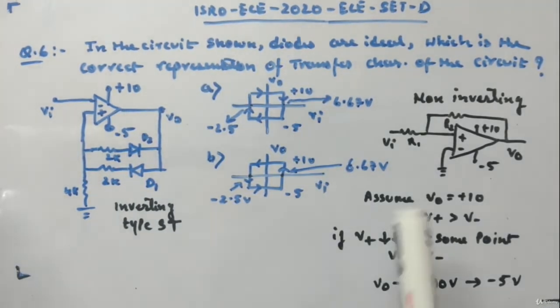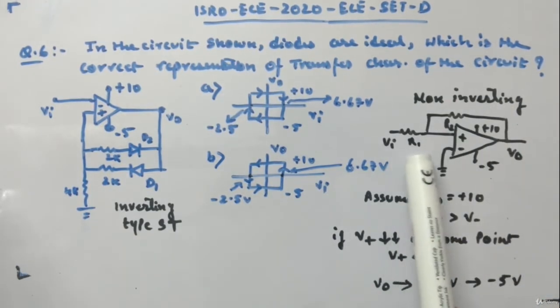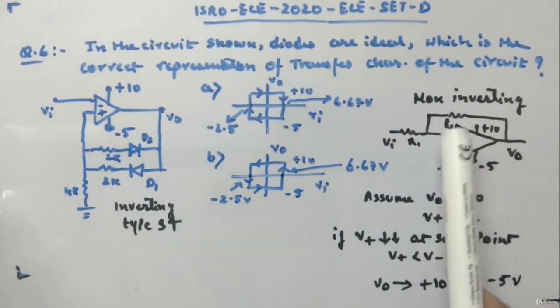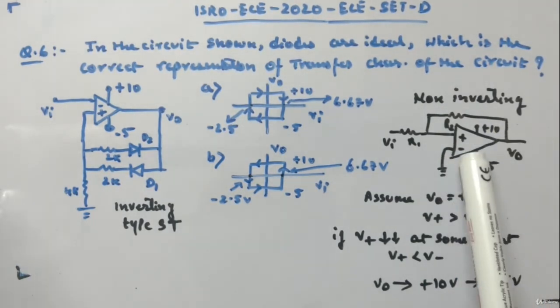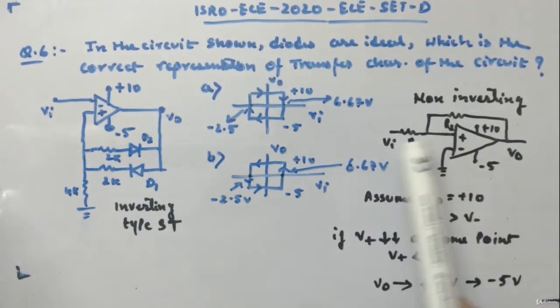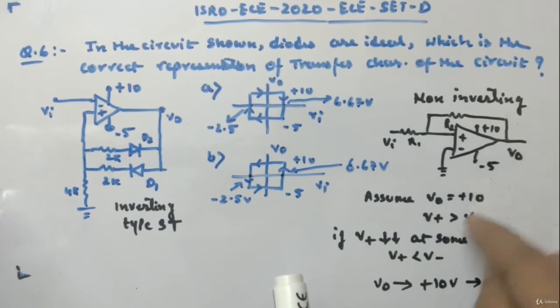Okay, now this is the circuit for the non-inverting Schmitt trigger. So Vi I am applying this. These are two resistances, plus 10 to minus 5, minus 5 to plus 10, whatever. The negative terminal is connected to ground, and to the positive terminal you are applying the input. This is the output. Now if you assume V0 is equal to plus 10 volt, then your V plus would have been greater than V minus.